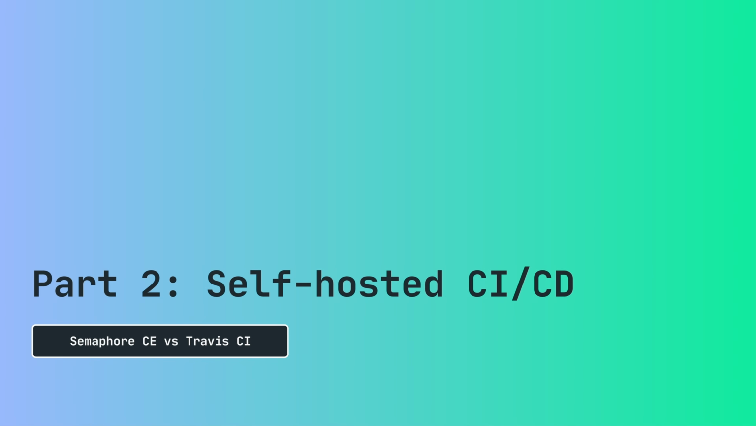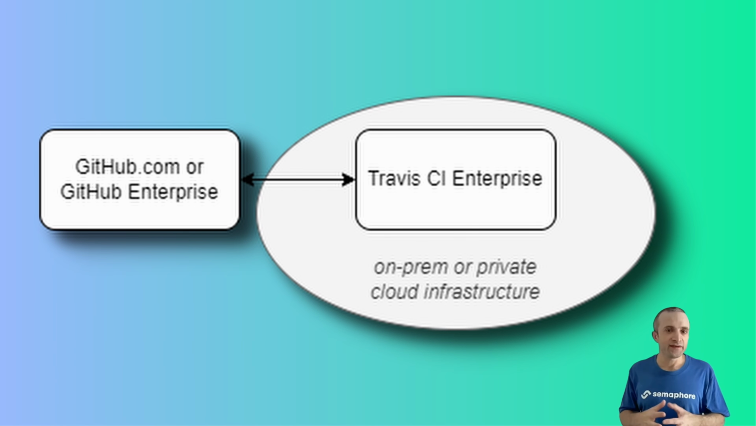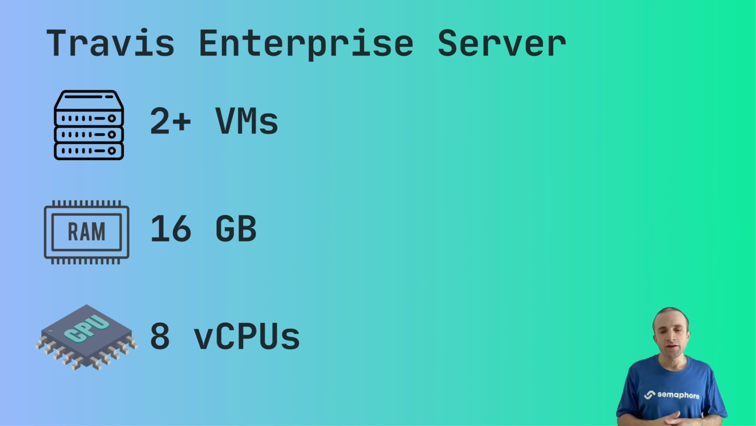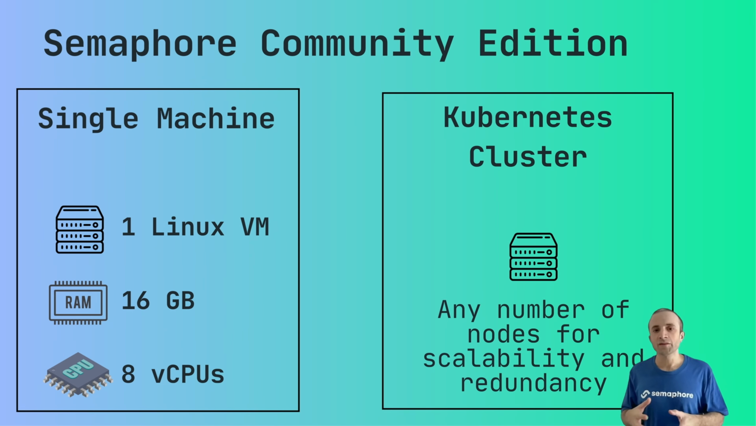Now let's move to part 2. This is the installation of the self-hosted version. We're going to compare Travis CI Enterprise to Semaphore Community Edition. Hardware. Travis CI can work on a Kubernetes cluster or a Linux VM. For Linux VMs, we need at least 2 machines, one for the control plane and one as a worker. Each of these machines should have at least 16 gigabytes of RAM and 8 CPUs. For Semaphore, we can install on a single Linux machine with 16 gigabytes of RAM and 8 CPUs, or we can use a Kubernetes cluster.